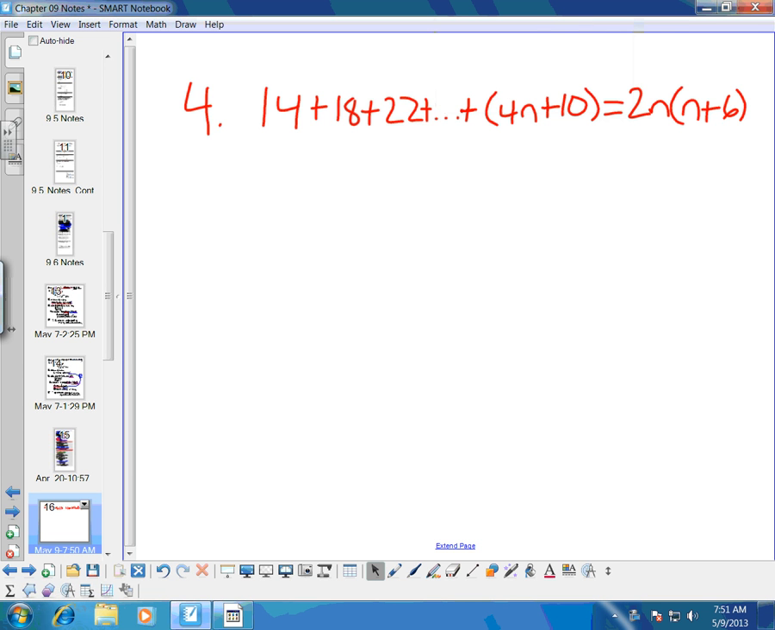Alright, so this is Precalculus 9.6, example problem number 4 for the test. So we're trying to prove by mathematical induction that the statement is true, right here. How do we start?